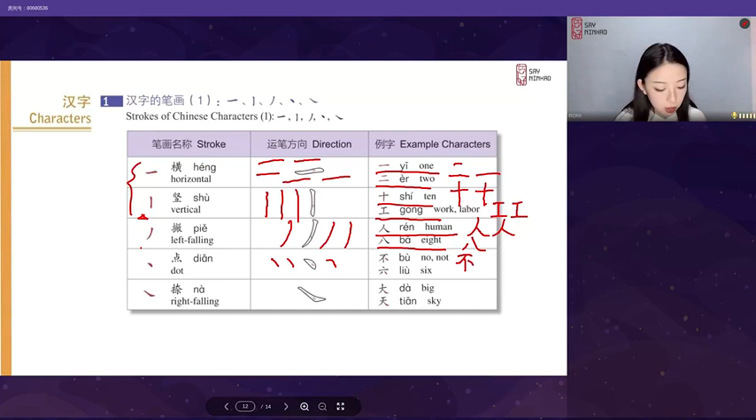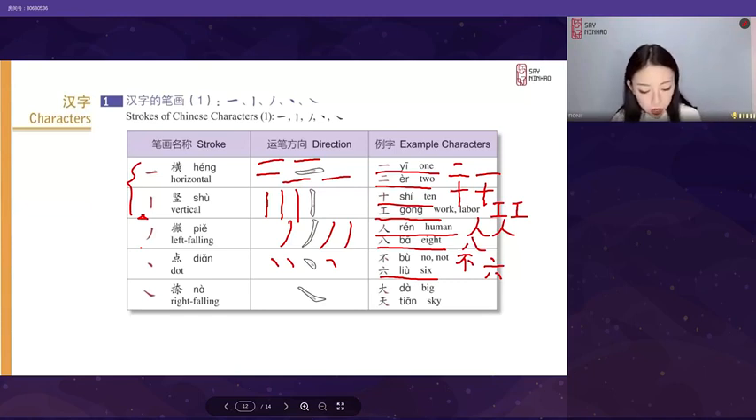And the next example is liu, which means 6 in Chinese. Here it is. First, we should put a dot here and then a horizontal. And then two dots here, two dots. This is six in Chinese.